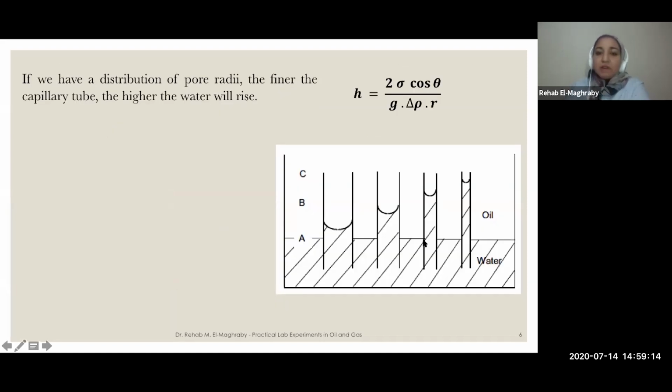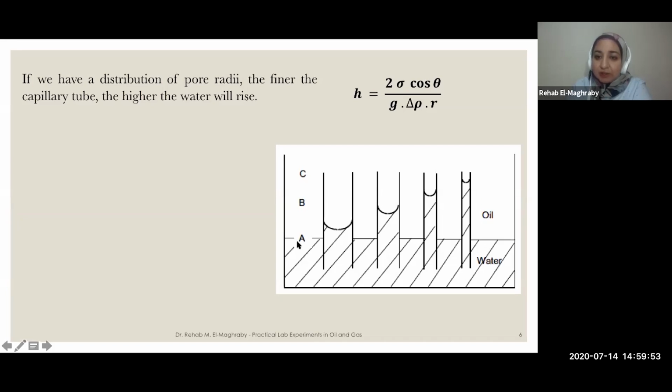So imagine here we have a bundle of capillary tubes with different radii, and you will find that the height of water in these tubes varies. This variation is due to the relation between the height and the radius, because everything else is the same: the interfacial tension is constant, the contact angle is constant, and gravity and the density are the same for all the water and oil. But the difference here is the radius of the capillary tube. So the water will rise to a different height.